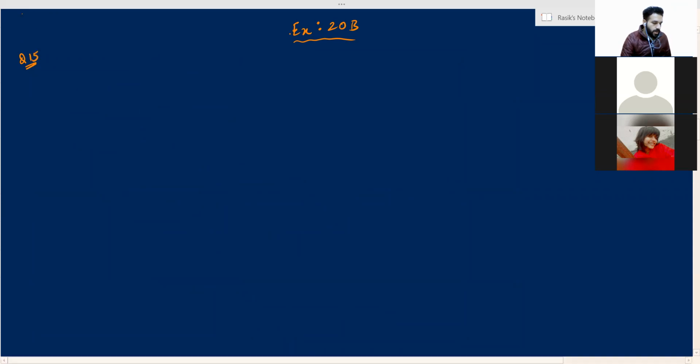A piece of ductile metal is in the form of a cylinder of diameter 1 centimeter and length 11 centimeter. It is drawn out into a wire of diameter 1 millimeter. What will be the length of the wire so obtained? So what we have done, we have changed the shape of a cylindrical piece of metal into a wire.